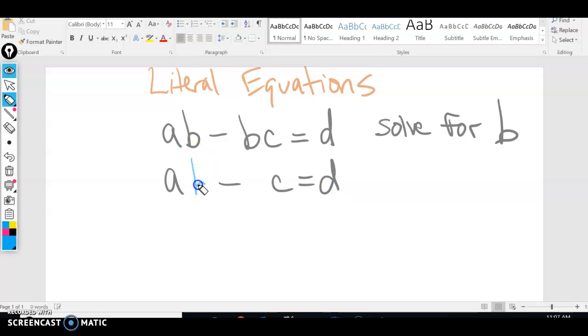So that means get B by itself. Think about how we would do something like this where there's multiple B's in this literal equation. This is a little challenge question, but I know you can do it. Let's see what you come up with next time.